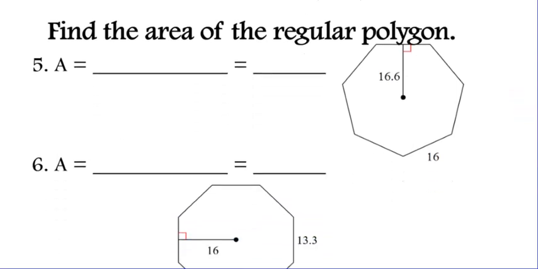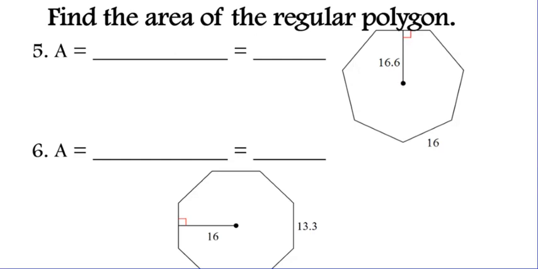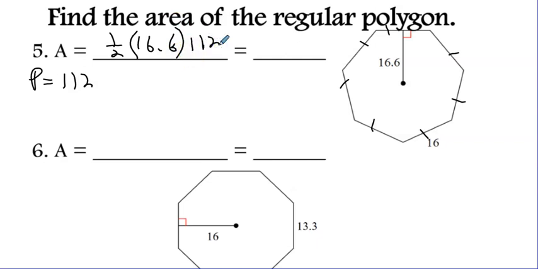Okay, just some more. Find the area of the polygon. So what do we have here? We have a 1, 2, 3, 4, 5, 6, 7 sides. So I like to figure out my perimeter first. 7 times 16 is 112. Now I just use the formula. 1/2 the apothem, which is 16.6, times 112, which is the perimeter. So 112 times 16.6, and you can do times 0.5 or divide by 2, whatever works for you. That's 929.6 units squared, because they didn't give us anything.